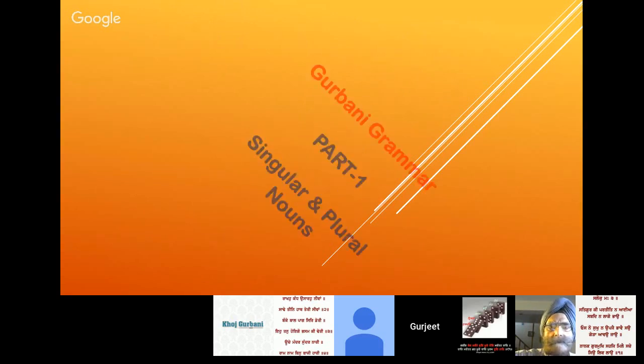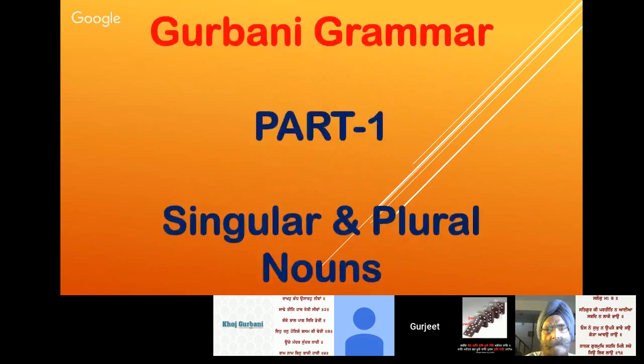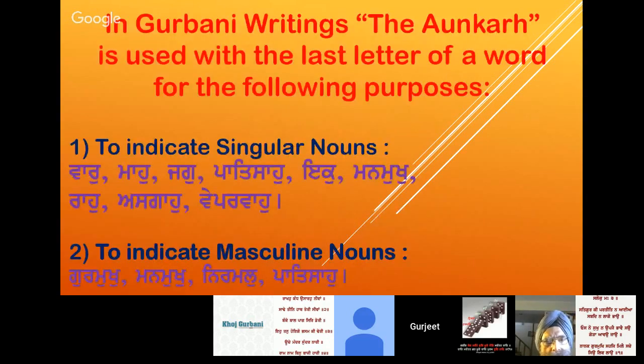We started, our first topic was Gurbani grammar part 1, singular and plural nouns. And we learned that in Gurbani writings, the onkar is used with the last letter of a word for the following purposes: to indicate singular nouns like Var, Mah, Jag, Pacha. They all have an onkar on the last alphabet.